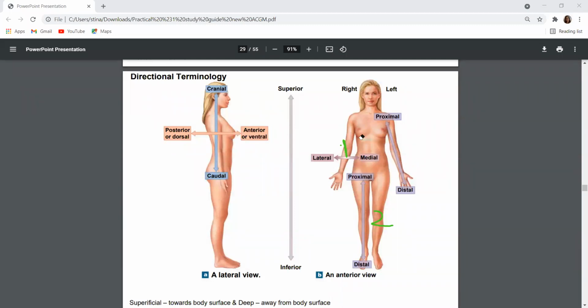I'm going to put an attachment into your Practical 1 Canvas shell, down in the Practical 1 module. I'm going to add a worksheet where you can practice these directional terms.